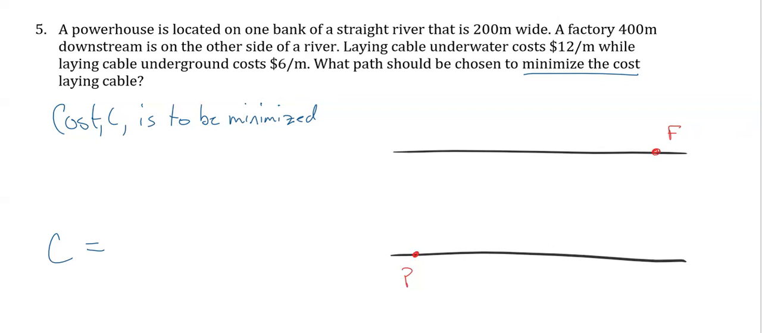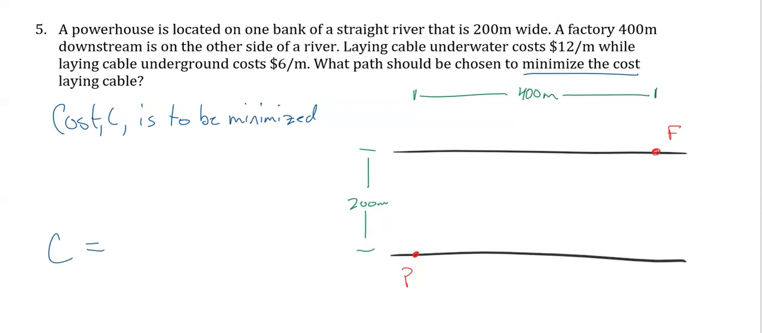What else can I do? What can I continue with? So the distance, thank you, from here to here is 400 meters. Is that right? Good. What else can I add to this? The river is 200 meters wide. Good?